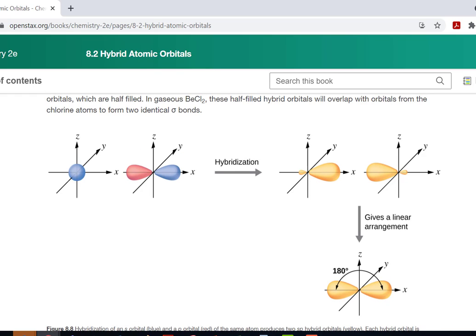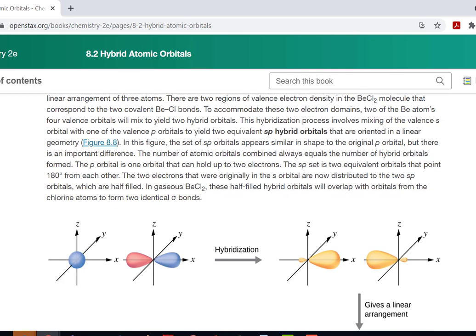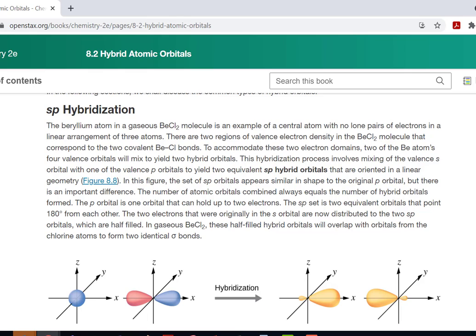What this ends up with is a linear arrangement. We have one of the larger lobes pointing in one direction, and then the other larger lobe pointing 180 degrees in the opposite direction. So we're showing that here. This is not showing a p orbital. It's showing two sp hybrid orbitals. So this is sp hybridization. When we have sp hybridization, we end up with linear molecules. And so we can see how it's consistent with VSEPR theory.